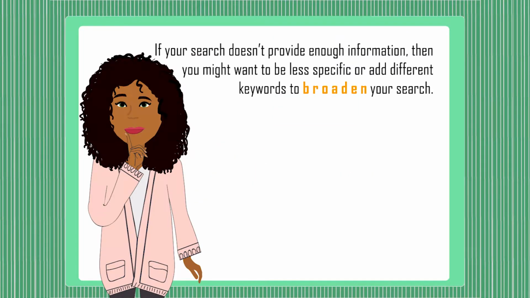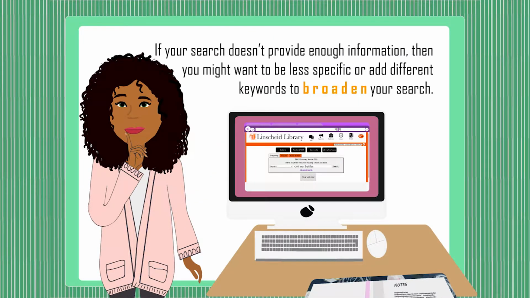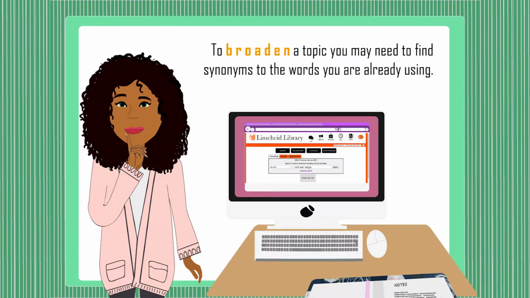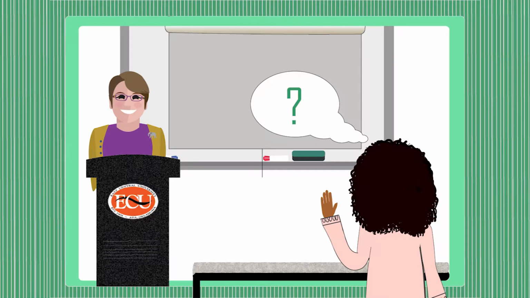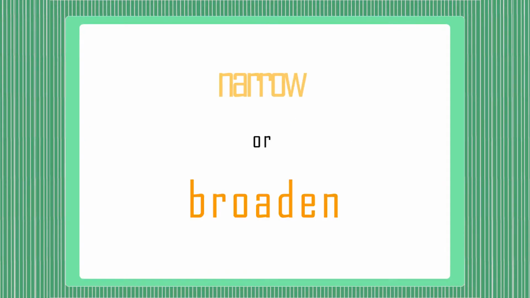If your search doesn't provide enough information, then you might want to be less specific or add different keywords to broaden your search. To broaden a topic, you may need to find synonyms to the word you are already using. This will give you more results as you search for information resources. Remember, asking questions can help you determine how much information is available on your topic and whether you need to narrow or broaden your search terms.